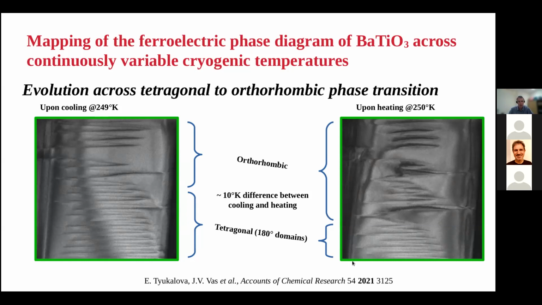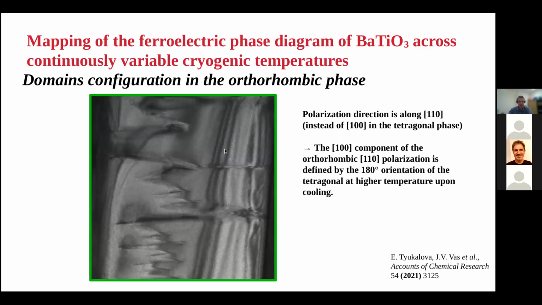But when we increase the temperature back, we notice a hysteresis. We can see that the orthorhombic phase in that case covers a larger portion of the specimen, and we have about a 10 Kelvin difference in the phase transition between the cooling and the heating. And then we can extract some images from the series, and we can really follow the evolution of the domain structure at a given place.